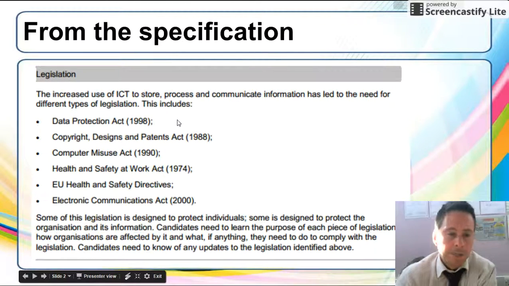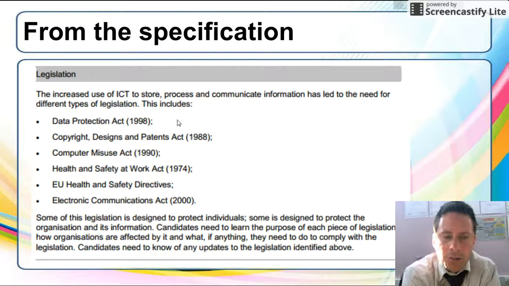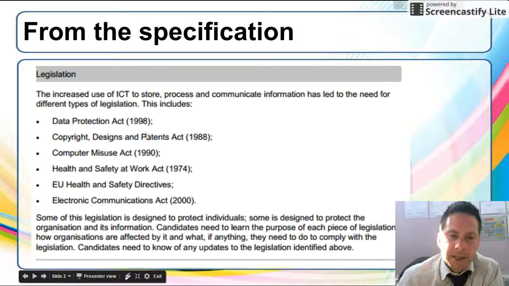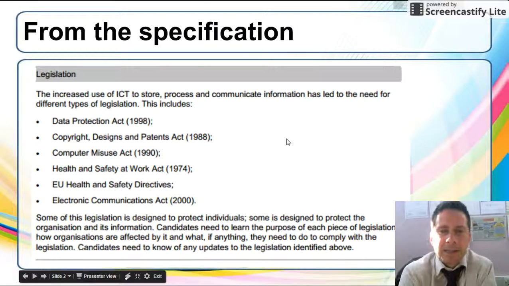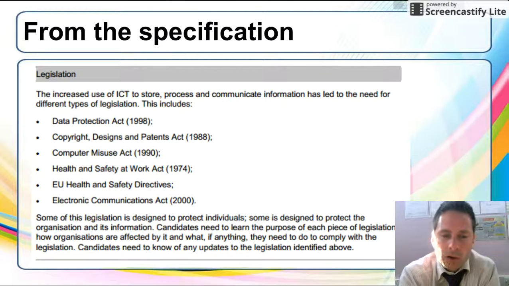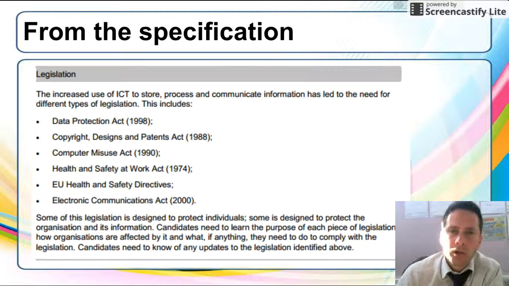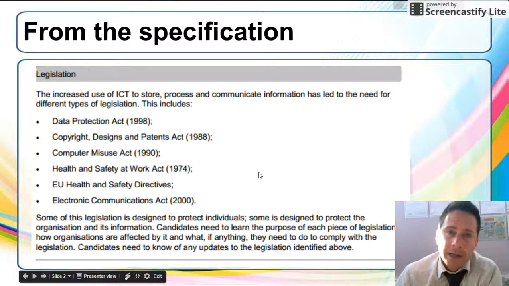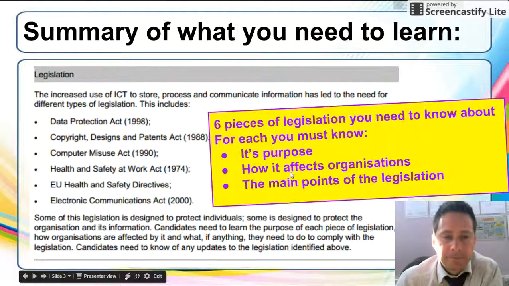The Data Protection Act is the biggest one, and in some ways it's the most likely one to come up on the exam. And then the Copyright Design and Patents Act, Computer Misuse, Health and Safety at Work, EU Health and Safety Directives. These two are very similar to each other, obviously, because they're both about health and safety. And then Electronic Communications Act. So the idea of all of these acts is they're designed to protect people, or to keep people safe, or to make sure that other laws aren't broken, okay? So quite important things, not necessarily interesting things, but important nonetheless.